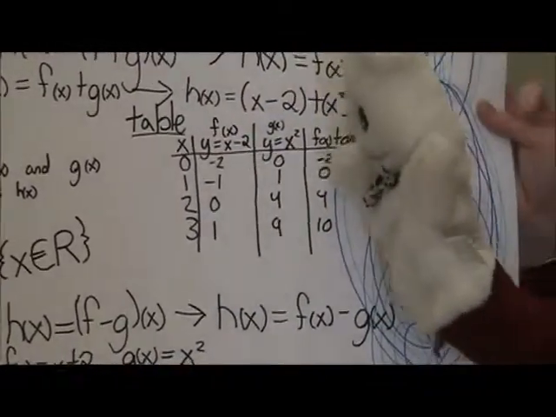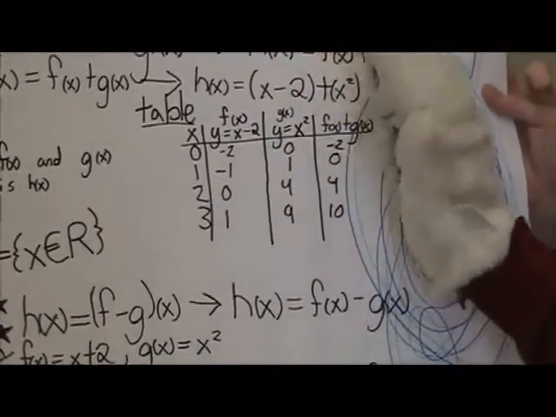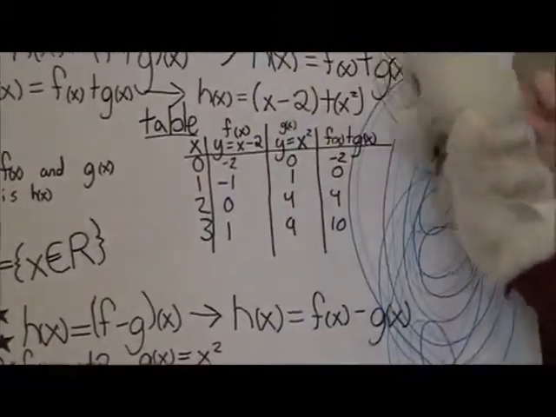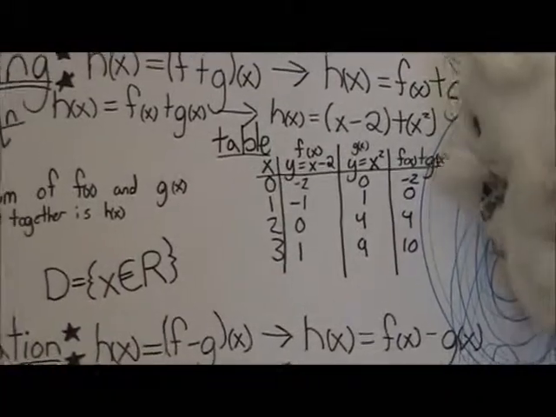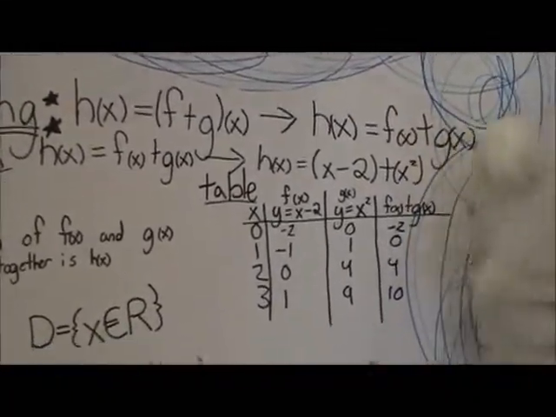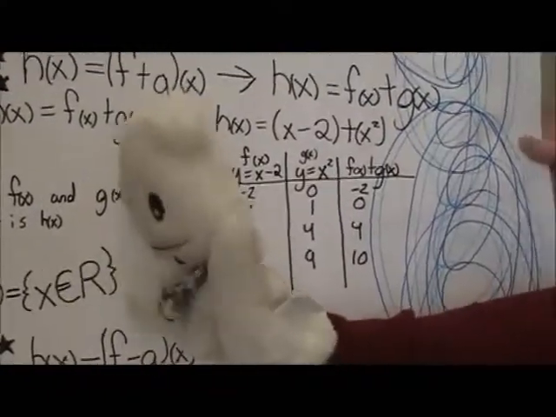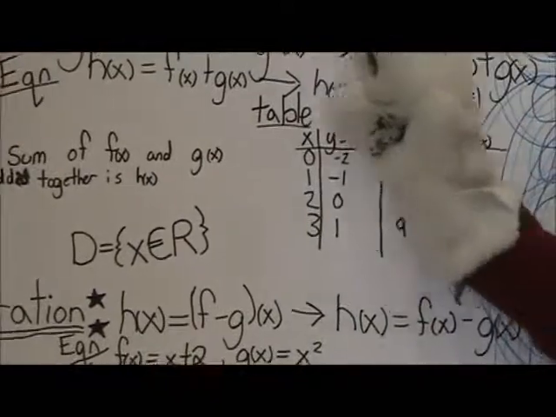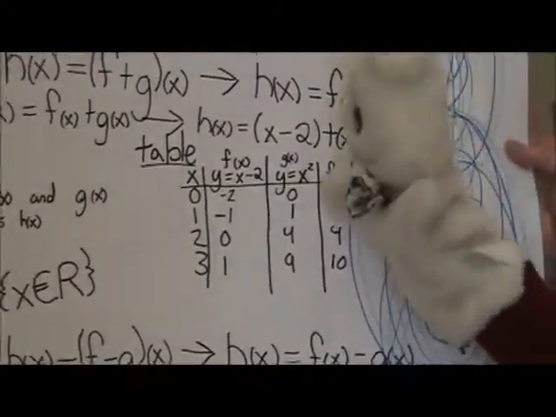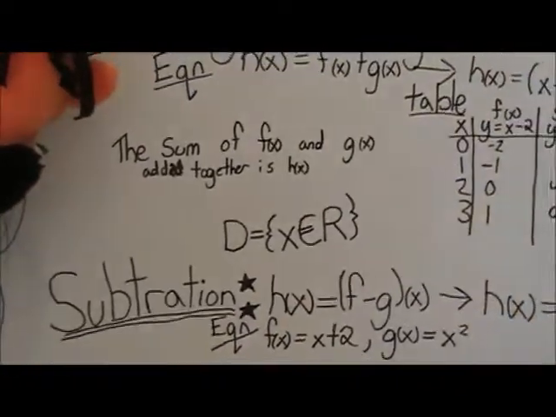And then when we add them together, from the f of x column and the g of x column, if we add them together, we have negative 2, 0, 4, and 10. So that would make the domain of this equation, which would be h of x is x minus 2 plus x squared, the domain is any real number.